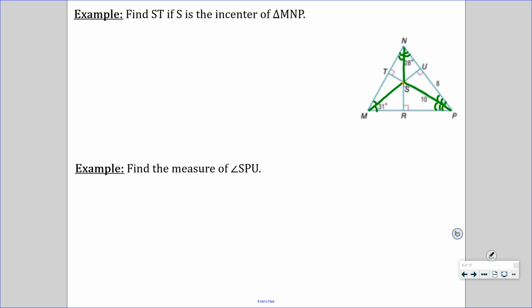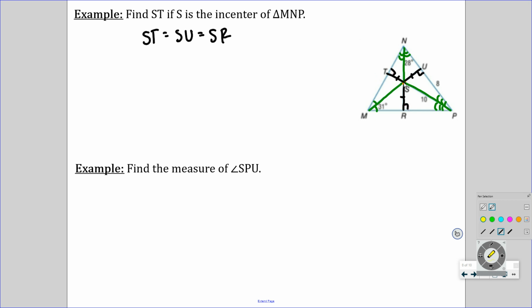Okay, so they want me to find ST. They want to find this shortest distance from the incenter to the side at T. Now I can see that they drew in the distances to each side, and based on what we just talked about, I know those are all equidistant. So I know ST is going to be the same distance as SU and the same as SR. However, I don't know what any of those are. They don't label any of those.